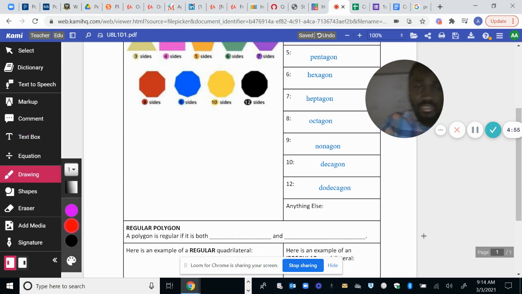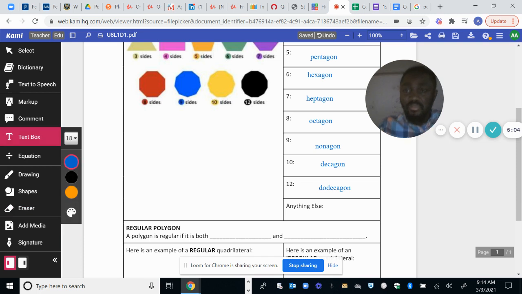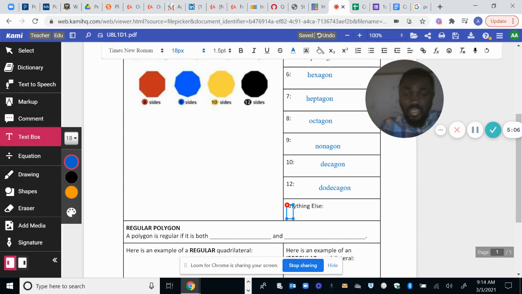And then if you have maybe 20, 30, 40 sides, n sides, we generally call them n-gons. If you want to generalize and you don't know the specific name, you can say n-gon. So in the example of the one with 11, you can say 11-gon. If you have 20, you just say 20-gon. You have 55, 55-gon.